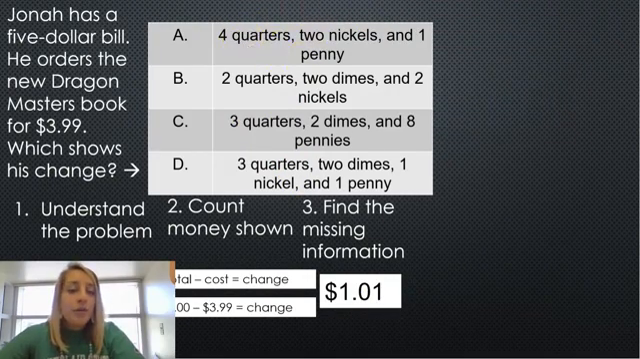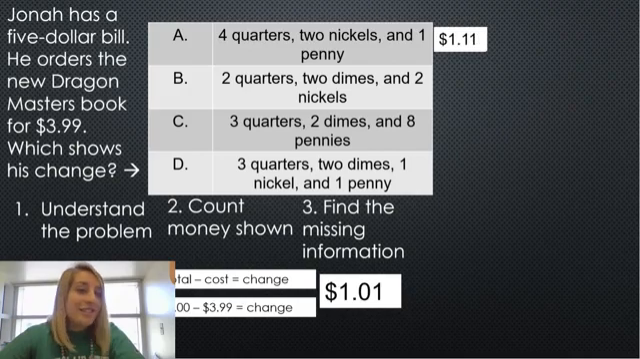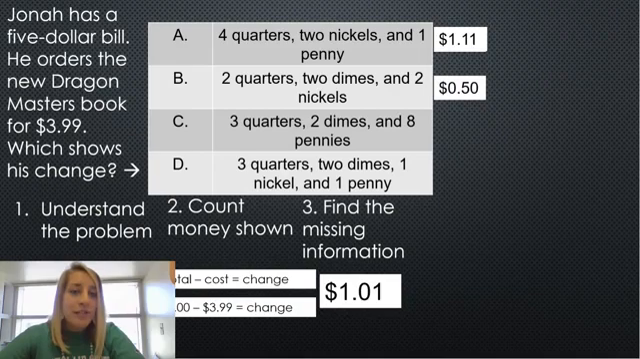So, 4 quarters equals $1. 2 nickels is 10 cents, making it $1.10. And 1 penny is $1.11. So it's not A. B, 2 quarters equals 50 cents. 2 dimes would make it 20 more cents. That's right, 70 cents. And 2 nickels is another 10 added on, so it would be 80 cents. That's not our answer.